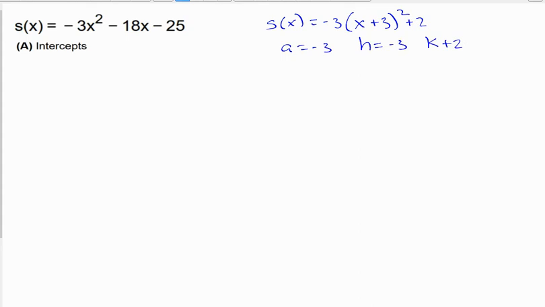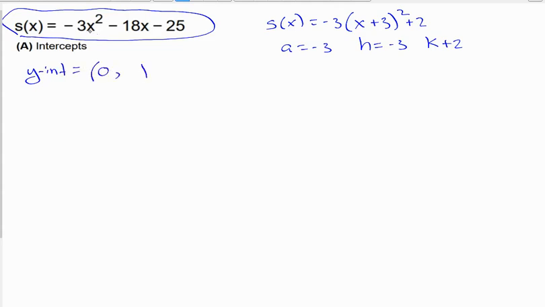And the first thing it wants us to solve for are the intercepts. Well, I can use this original equation to help me with the y-intercept. So to find the y-intercept, you plug in 0 for x. If we plug in 0 to these first two terms, they cancel, and we have a -25. To find the x-intercepts, we plug in 0 for y. I'm going to use the vertex form to help me with this. So we have 0 equals -3, and then parentheses x plus 3 squared plus 2. And now you solve this for x.